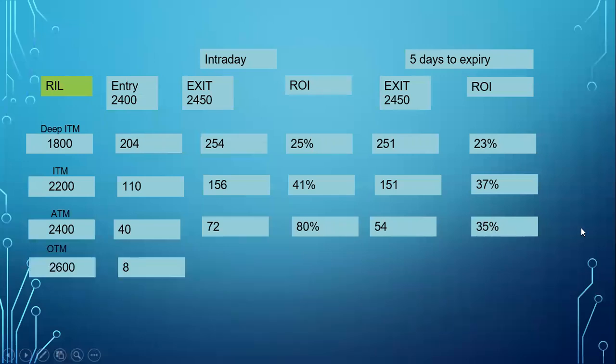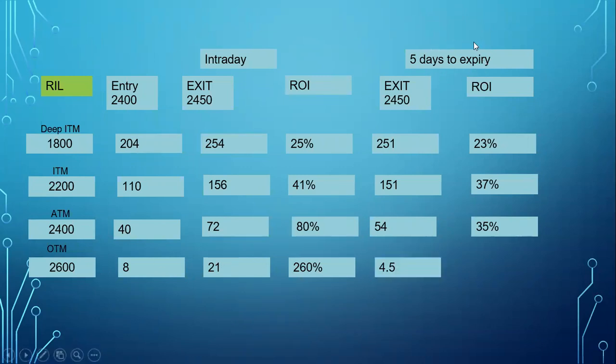And in case of out of the money, what happens? We enter at 8 and it moves from 2400 to 2450. What will happen? This has moved towards our OTM. So our OTM, the second order Greeks are now getting more value at out of the money. So it will move from 8 to 21. So that is approximately 260% return if you calculate.